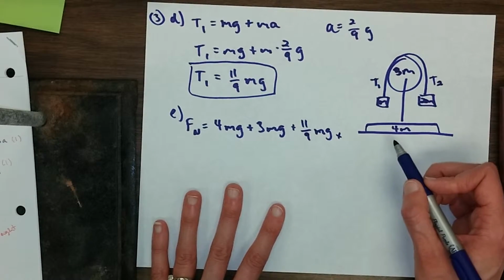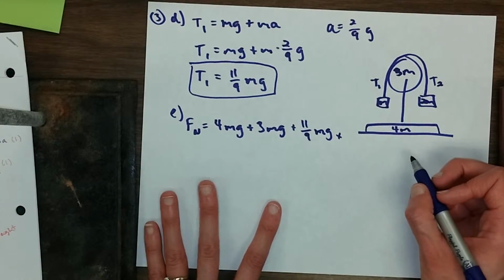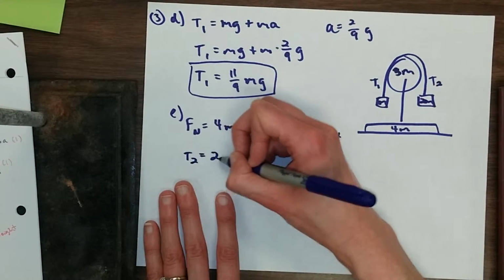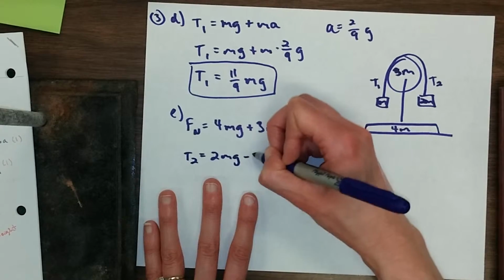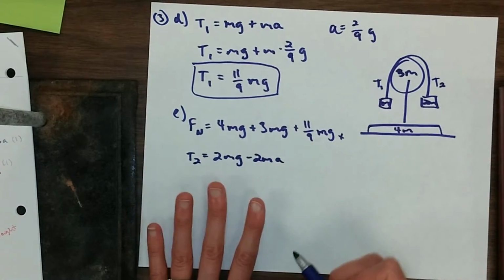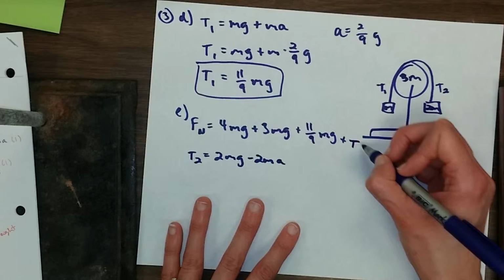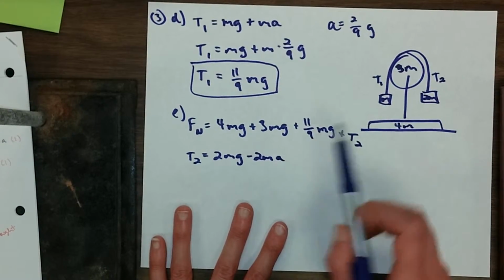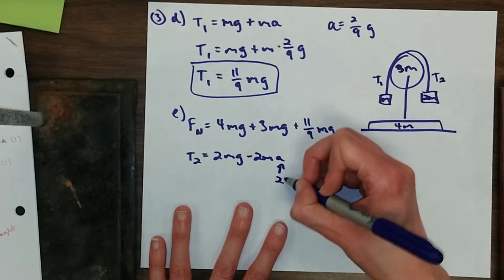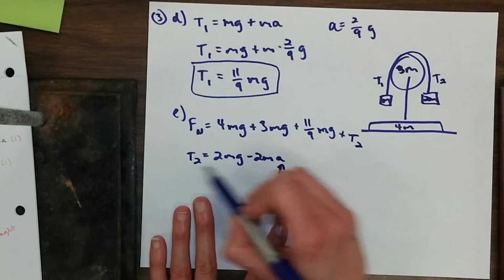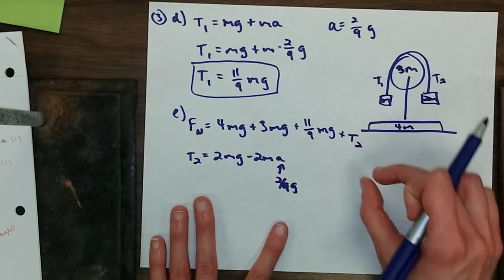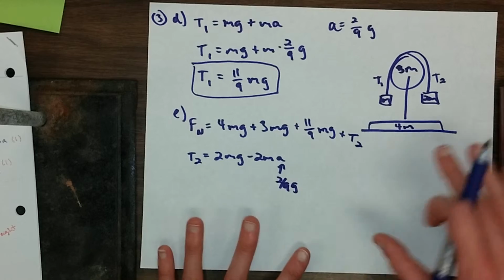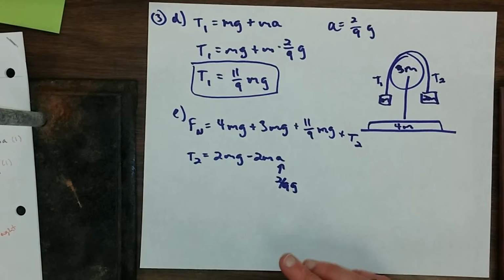I had an equation earlier in part C for T2 where T2 has to equal 2 mg minus 2 ma. So let's put T2 there for now. You can take the a that we got earlier, which was 2/9 g, plug that in and find T2, and then plug that in for T2 here, add everything up, and get the total normal force. And like I said, it doesn't equal the total weight of everything.